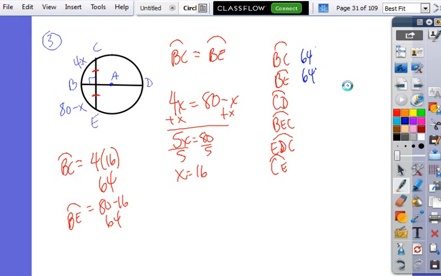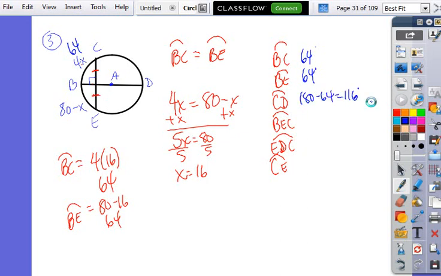How would I find CD then? That's a semicircle with CD, so subtract 64 from 180. If I look at the top half of the circle, that's a semicircle. A semicircle has to be 180. I know this part right now is 64, so I would do 180 minus 64 and get 116.